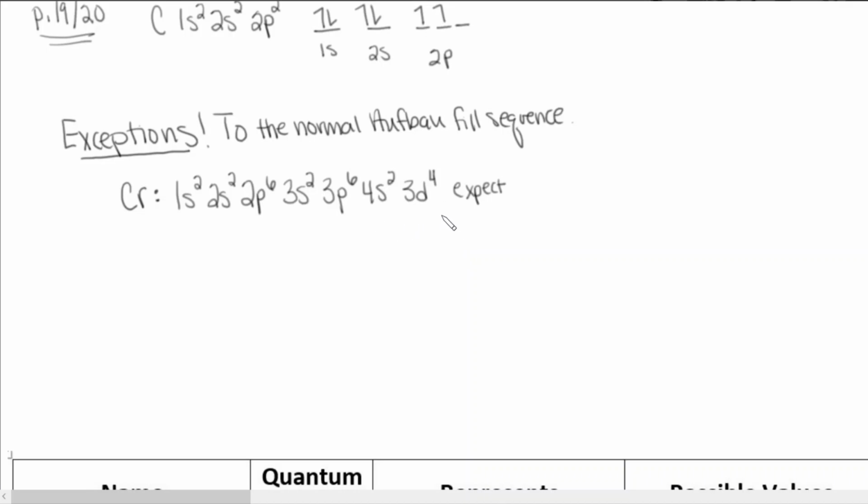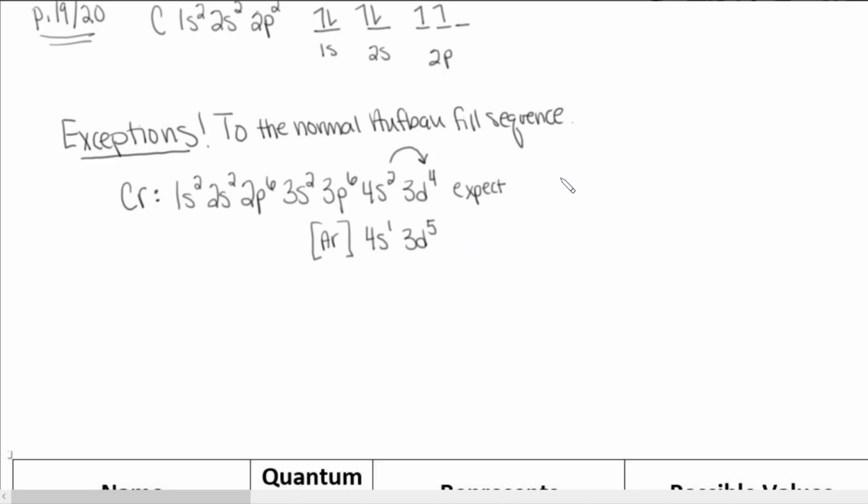Turns out, this is not what chromium's configuration is. In fact, one of these s electrons is over here in the d. Chromium actually ends with 4s1, 3d5. You're like, huh? Why? In fact, I could even write the shorthand for this, right? What's the noble gas that comes before chromium? It's argon. So put argon in brackets here. Make this a true shorthand. This is the actual configuration for chromium.